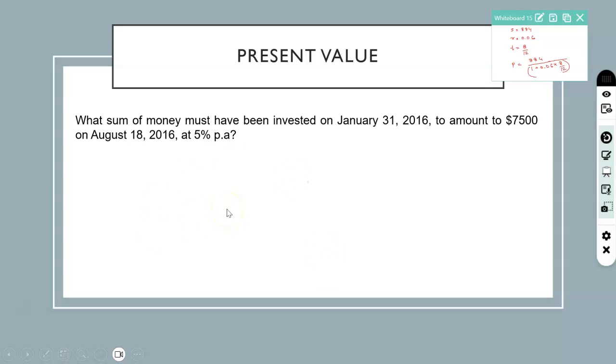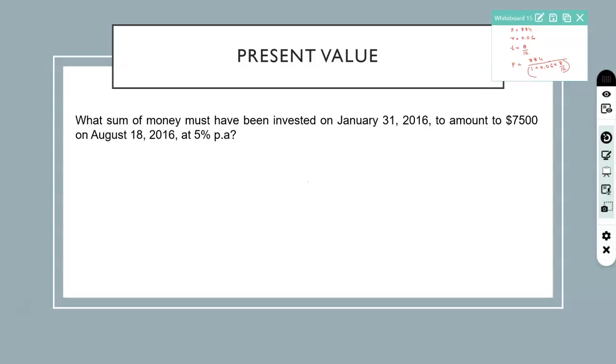Okay, so the next example: what sum of money must have been invested on January 31st, 2016 to amount to $7,500 on August 18, 2016 at 5% per annum? I would like all of you to pause your video and try to do this problem on your own. You need to count the number of days from January 31st to August 18.